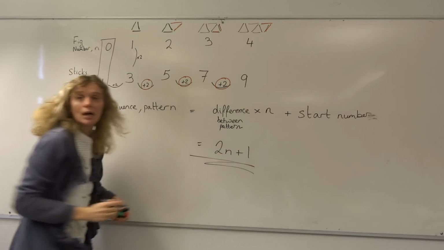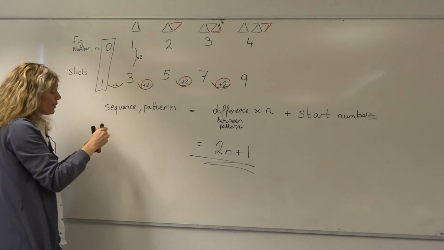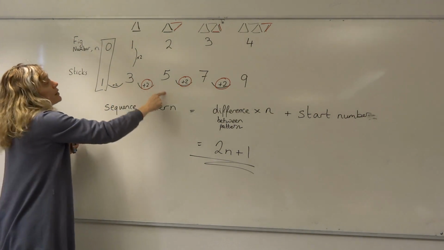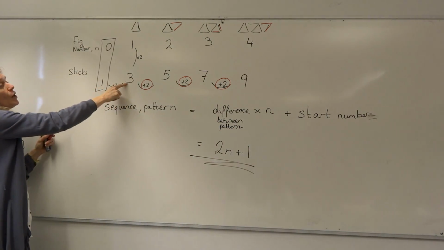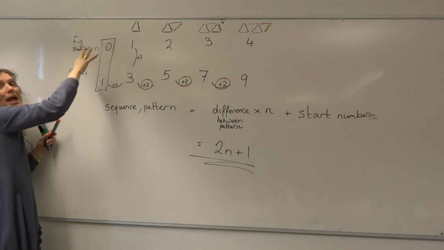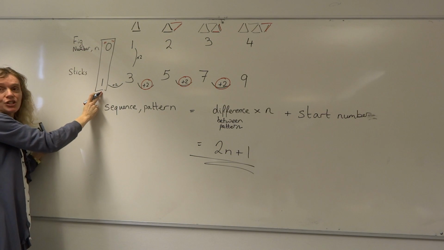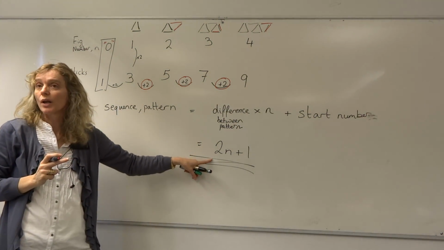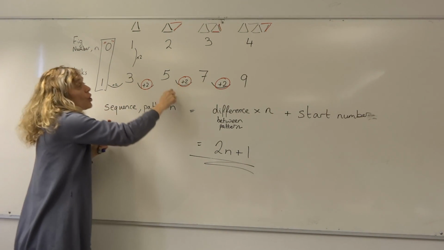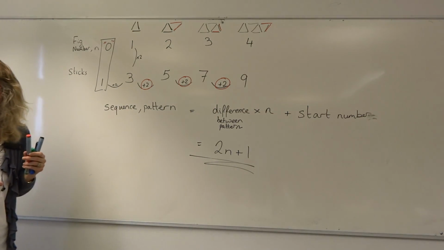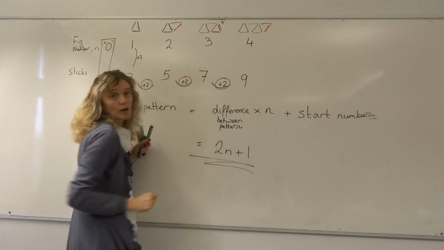Now we have our formula for any sequence. So we take the difference, which is the number between each of the figures, plus 2, 2 lots of n, plus our starting number, which we get by going one step back from figure 1 and making a pretend figure 0. Figure 0 would have had 1 matchstick, so our formula is going to be 2n plus 1. And this method works for all series and sequences where there's a constant number being added every time. So think of the difference between the pattern, multiply it by n, and add the starting number.